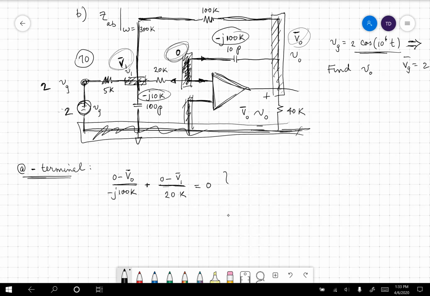Okay, so common denominator is, don't worry about the J, we can get all of that taken care of. So let's multiply through by 100K. This negative J is a positive J in the numerator. So I have minus from this minus, and then a positive J, 1 over J is minus J. And then I multiply by 100K, so I just have minus J V0. And then for this one, 100K divided by 20K is 5. So we're going to have minus 5 V1, and that's equal to 0. Box that up. That is a very nice, clean looking equation.